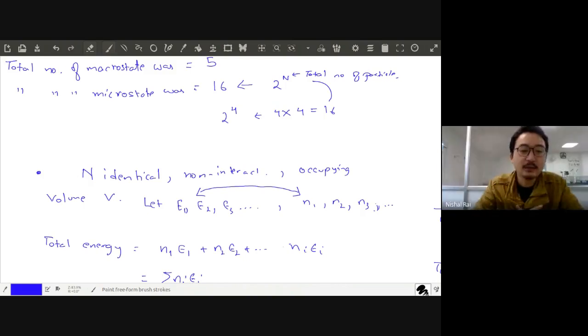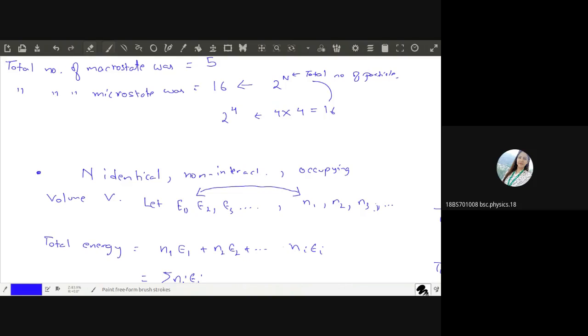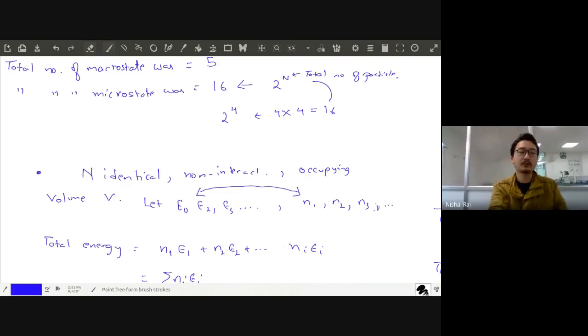And also we did what here? The thermodynamic probability, or the total number of microstates, which was given by omega, which was 2 to the power N. Clear? So tomorrow we are going to start with some different examples where we can use this.